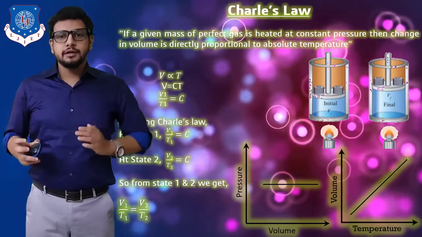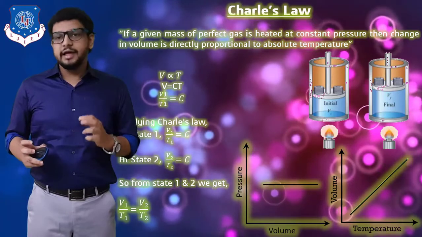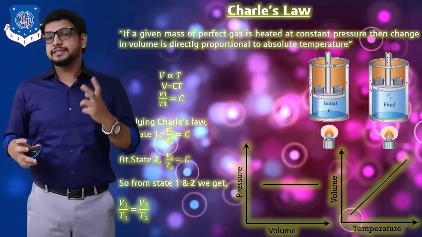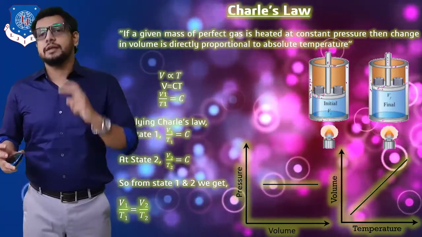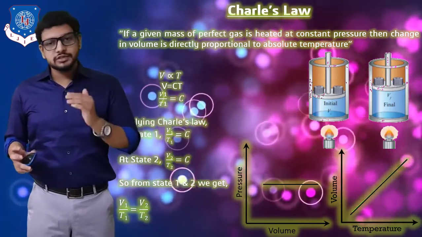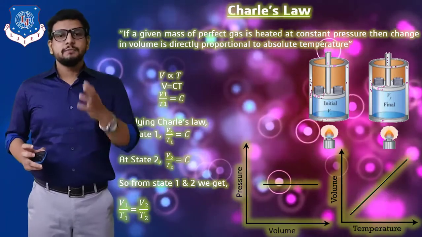So this can be done when we supply heat energy intermittently, and second, whatever increment in the pressure of the gas takes place, that pressure is completely exerted on the piston by the gas, so that at the final state we can achieve a constant pressure. So in this condition only we can achieve a constant pressure.